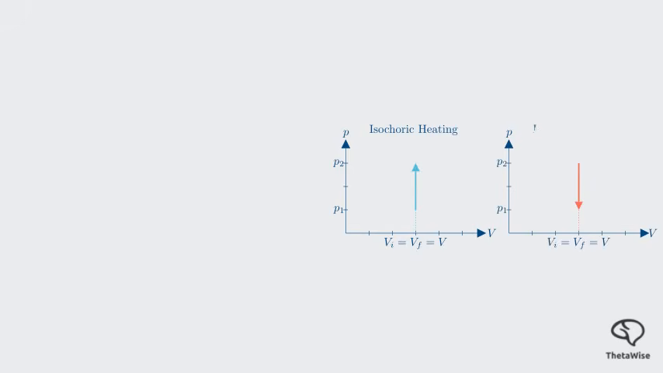On a PV diagram, this is represented by a vertical straight line. An upward arrow indicates heating, where pressure and temperature increase at constant volume. A downward arrow indicates cooling, where pressure and temperature decrease. Now let's derive the equations for this process.